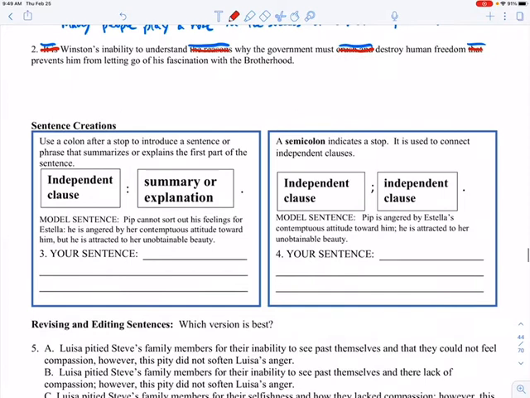All right, on to 3 and 4. Pip cannot sort out his feelings for Estella. That's Great Expectations by Charles Dickens. All right, what else do we have here? So we have an independent clause followed by a colon setting up a summary or explanation. We have 2 independent clauses connected by a semicolon. So to prep for the quiz, I think I will come up with 2 random words here. How about penguin and architect?